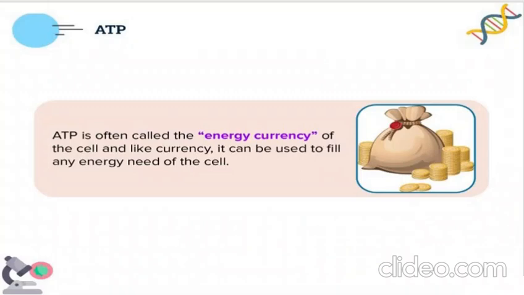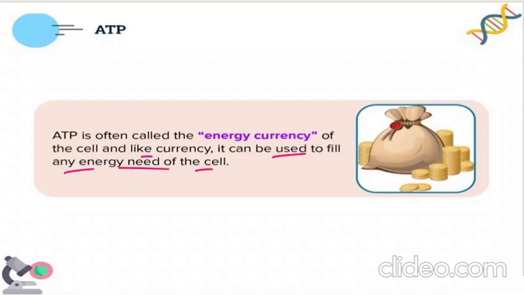Now, ATP is known as the energy currency. It is the money currency of energies. Why? Because like currency, it can be used to fill any energy need of the cell. For example, if you don't have food in your home, you will take some money and buy some food. Similarly, when the cell has no energy, ATP will give the energy, so that is the energy currency.